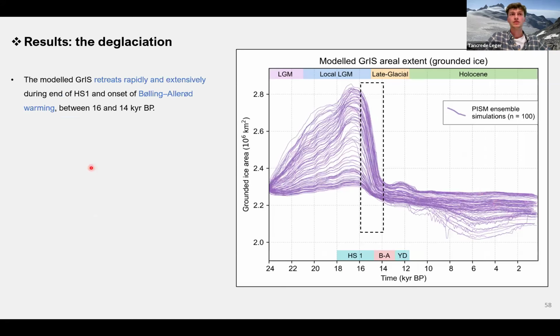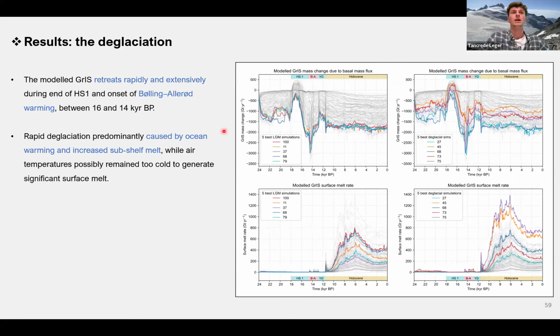If we look at the deglaciation here, this is the period of really rapid and extensive retreat of the Greenland ice sheet between 16 and 14,000 years ago, during the late Heinrich Stadial 1 and early Bolling-Allerod. We have this massive retreat from all of our ensemble simulations, basically. And what's interesting to see is that most of this retreat is predominantly caused by ocean warming and increased subshelf melt, while air temperatures are possibly too cold to generate any significant surface melt on top of the ice sheet.